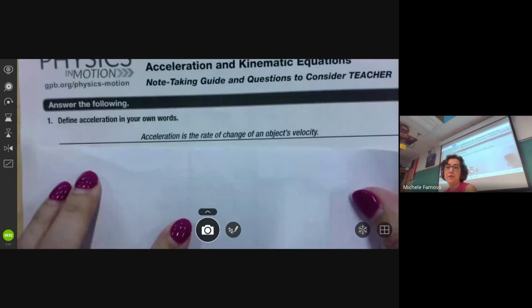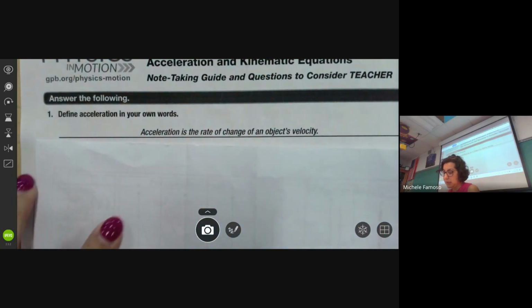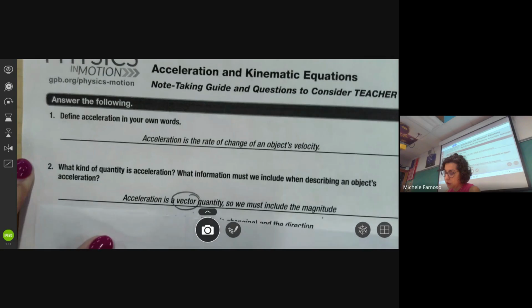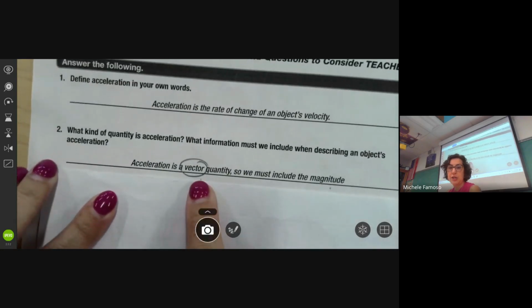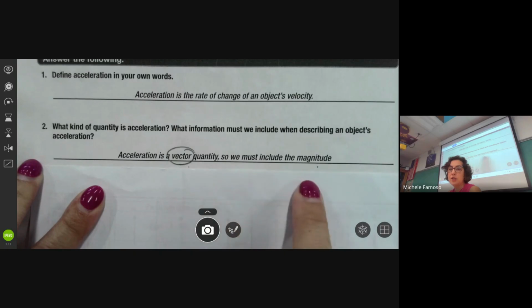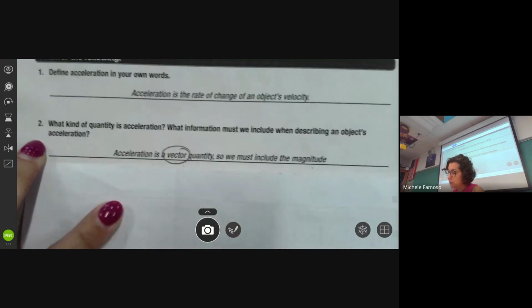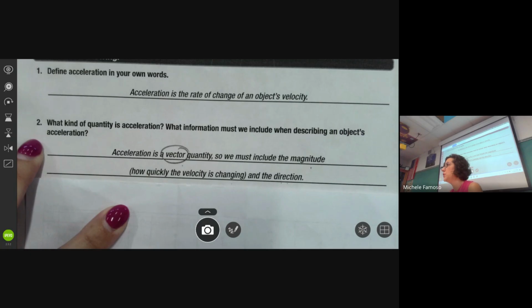What is acceleration? Define it. It's the rate of change in an object's velocity. Number 2, what kind of quantity is acceleration? It's a vector. So what do you have to include? You not only have to include the magnitude, but you also need a direction.